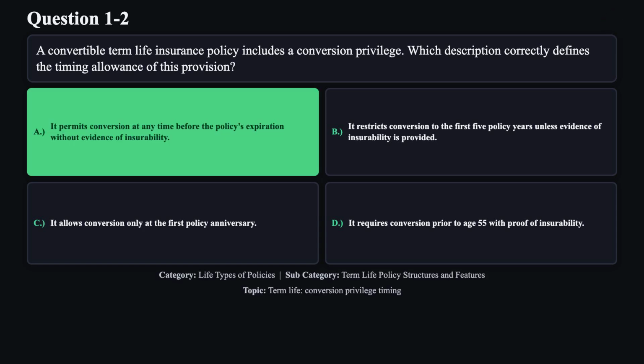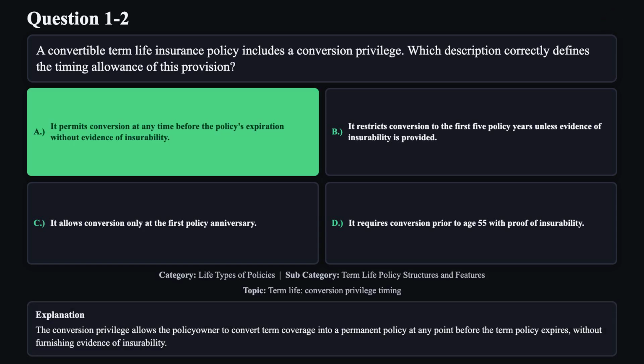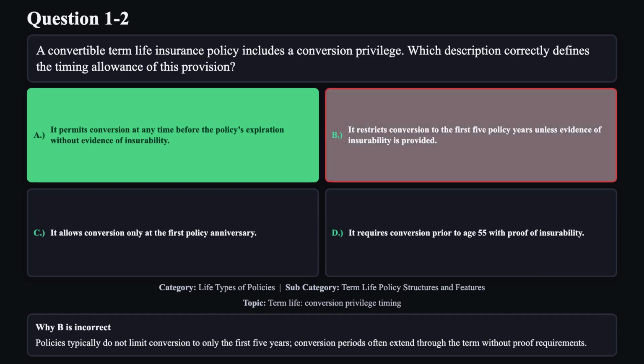The correct answer is A. The conversion privilege allows the policy owner to convert term coverage into a permanent policy at any point before the term policy expires without furnishing evidence of insurability. Reason B is not correct. Policies typically do not limit conversion to only the first 5 years. Conversion periods often extend through the term without proof requirements.